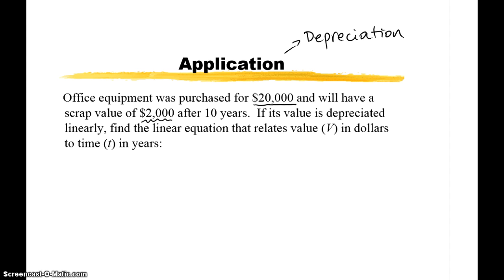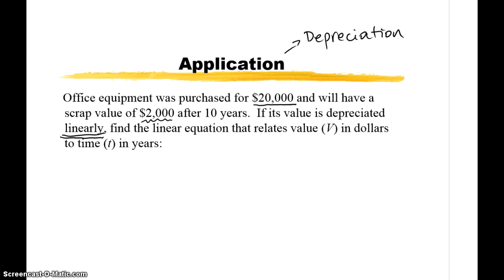And we are told that this is depreciating linearly. This is the key to the problem. If it's depreciating linearly, we can assume a linear relationship. So how can we find a linear equation? Well, just like before, we need a slope and a y-intercept to do so.